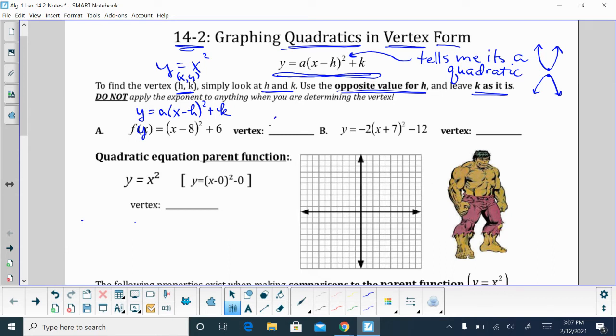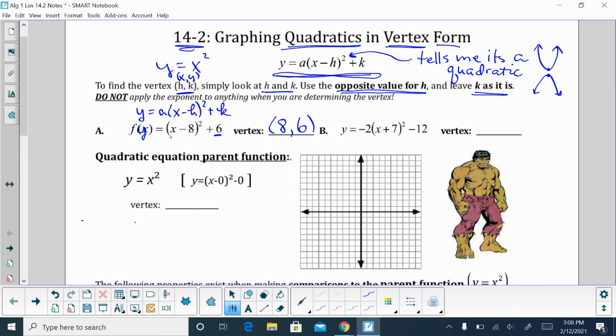So the vertex, again, is going to be some point, an xy value, where the x is my h and my y is my k. So let's do what this step says. To find h, we take the opposite value. Right now, h is a negative 8. Opposite of that is a positive 8. And k is simply what we are given to work with.